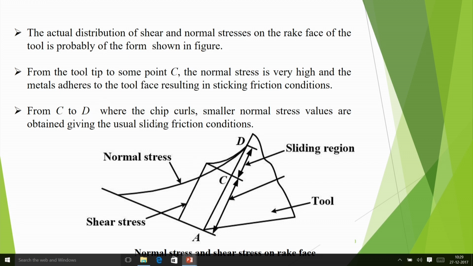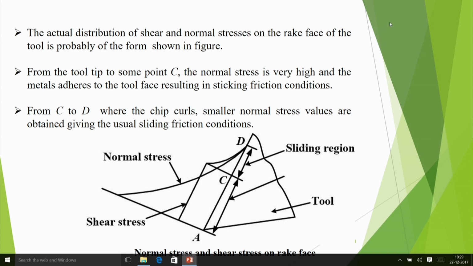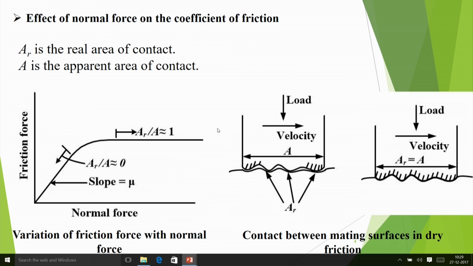So, from C to D, where the chip curls, it adopts this type of shape. You can see that there is some amount of curling; here it is not shown, but we may have this type of curling. So, chip may curl here, and from C to D where the chip curls, smaller normal stress values are obtained, giving the usual sliding friction condition. So, this is the normal stress and shear stress on the rake face that has been shown.